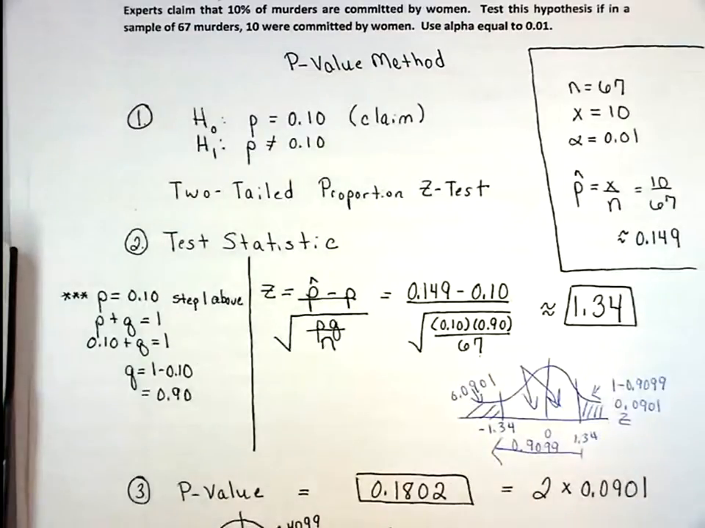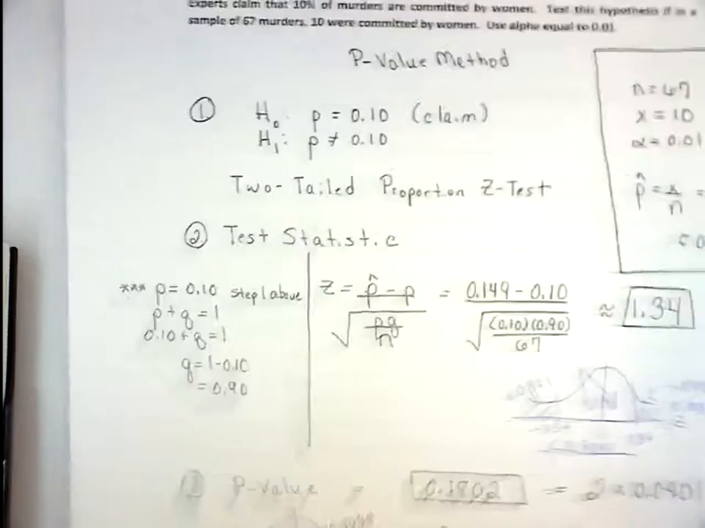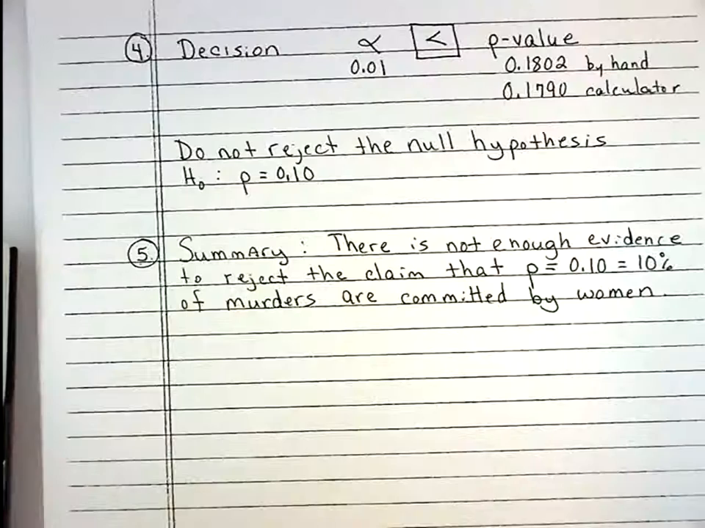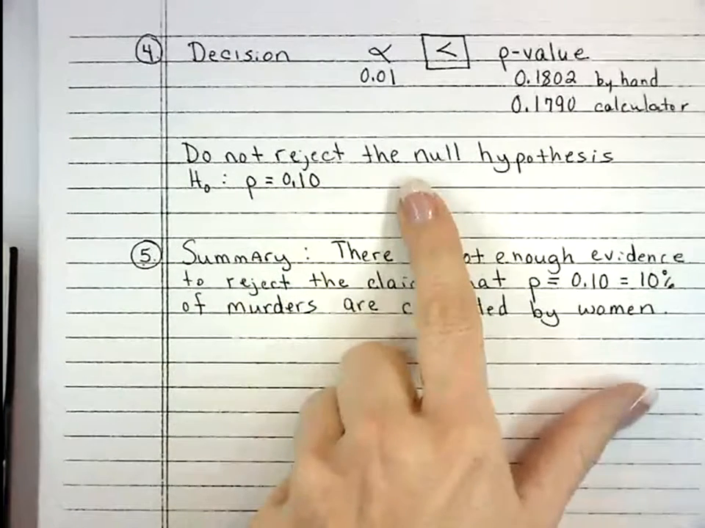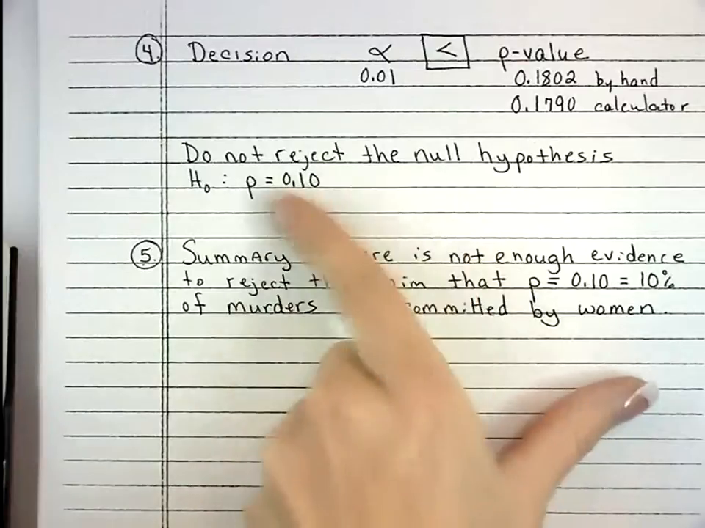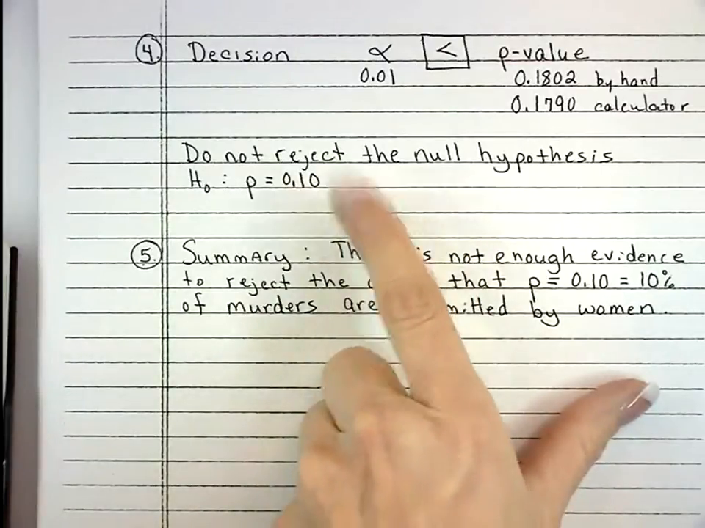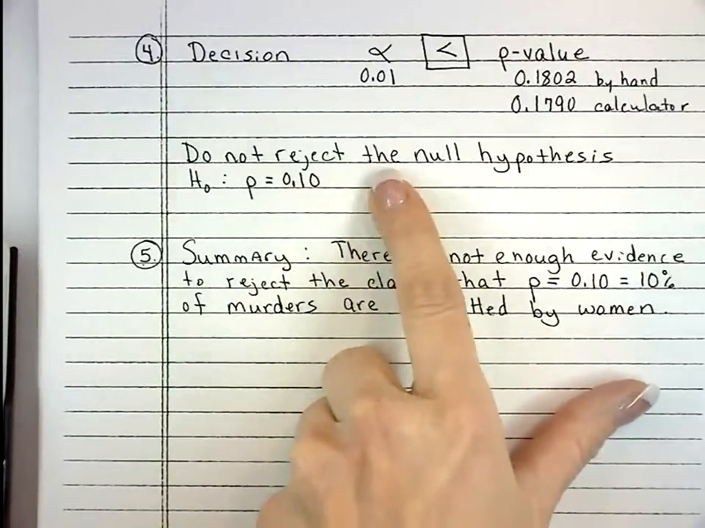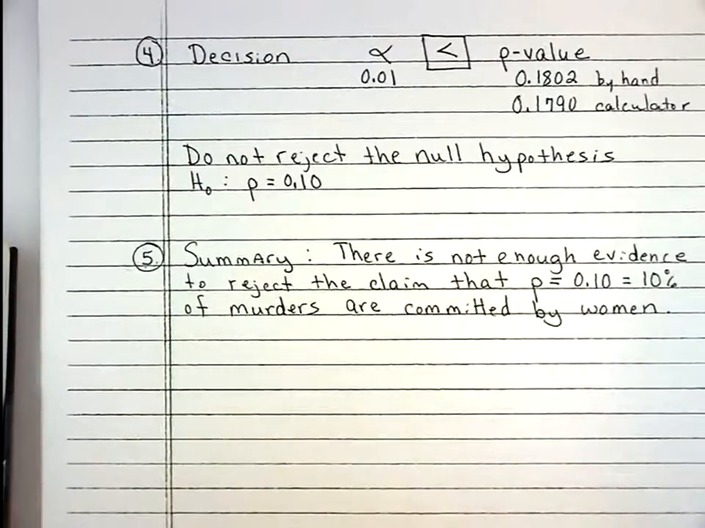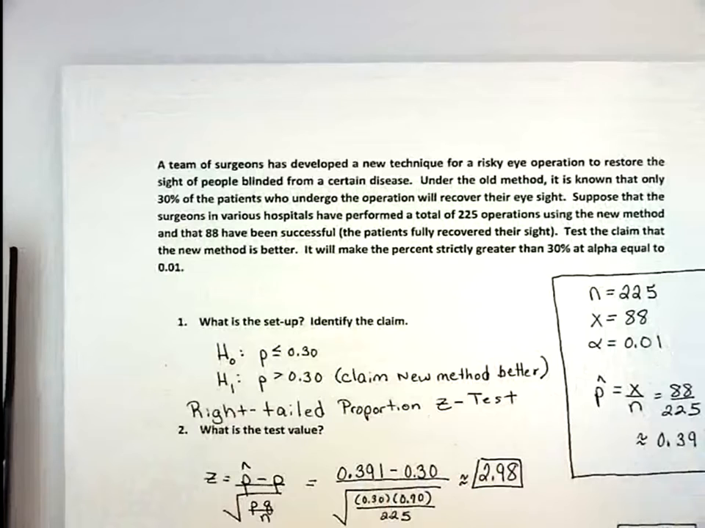And that concludes problem number 2 in the lecture notes. And I did both methods. The p-value was what I concentrated heavily on, and then I did the traditional by showing you the critical values for this problem. Regardless, here's the decision: there's not enough evidence to reject the claim that 10% of murders are committed by women. Last problem. And I'll show you this.